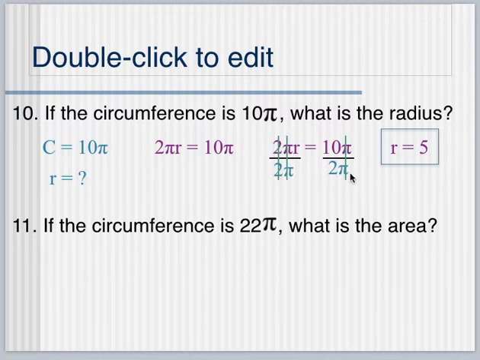Whatever I do to one side, I have to do to the other. Luckily it crosses out the pi here. I just have to divide 10 by 2, and then I'll be done. R is by itself. R equals 10 divided by 2, r equals 5. There's no units in this problem, so you don't necessarily need to write units in your answer in that case.